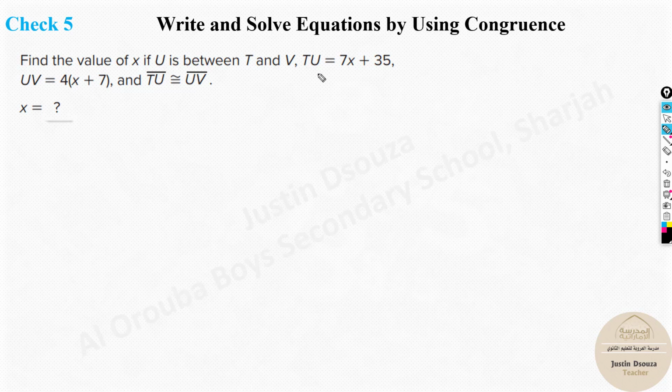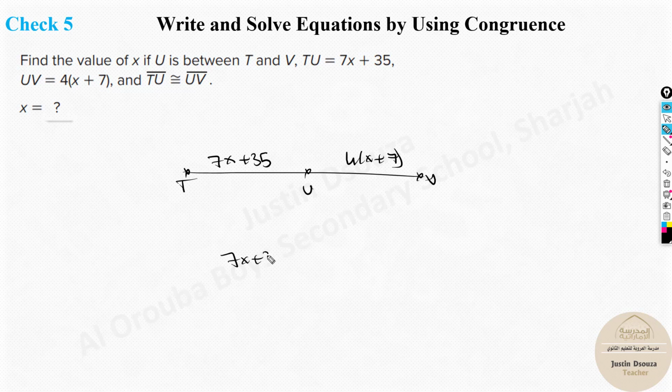Now find the value of x where U is in between T and V. So if this is V, this is T, this is U, and TU is given to be 7x plus 35, and UV is given as 4 times x plus 7. We need to find the value of x only if these both are congruent. TU and UV are congruent. So 7x plus 35 will be equal to 4x plus 7.